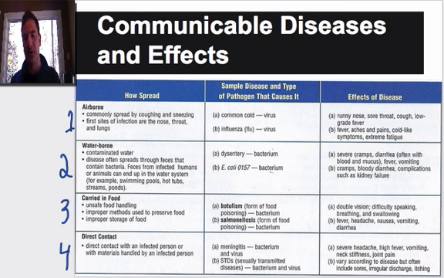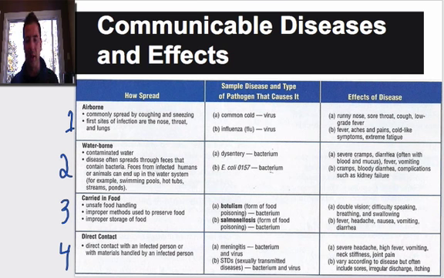So what I would do is I would pause the screencast at this point, and I would just take a look at this chart and try to take a look at the various methods that these communicable diseases can spread, some common examples of each level, what type of bacteria that could be, and just see if you've ever heard of those things. And then also, what are the effects if you come across these communicable diseases?